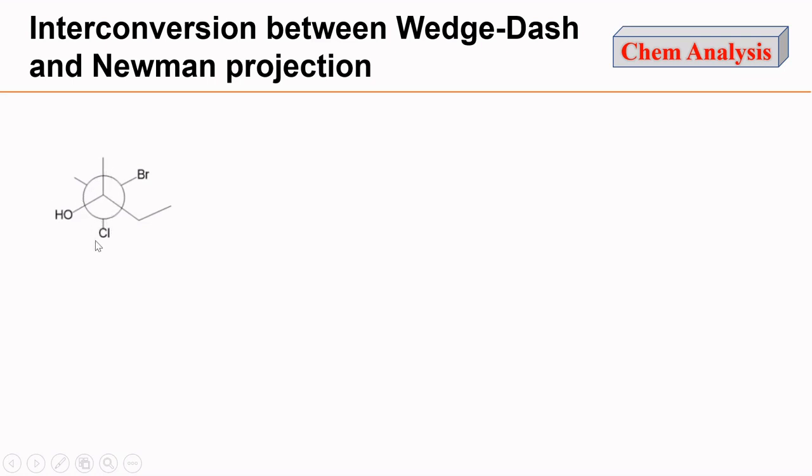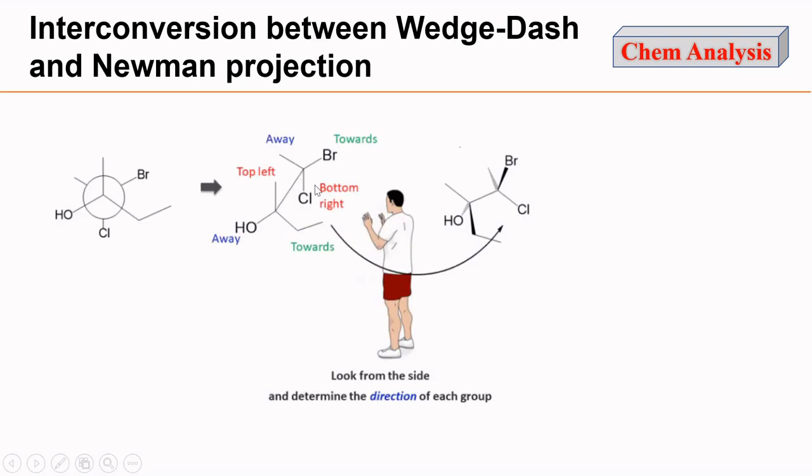On the back carbon, the chlorine atom will be below the plane, the bromine atom on the right side, and the methyl group on the left side. So this will be the structure, and if we see this molecule from this right side, you will see the ethyl group and the bromine atom towards you, that is above the plane. You will see this methyl group on the left side and on top of the carbon-carbon bond, and the chlorine atom on the right side and bottom, and the OH group and methyl group you will see away from you, that is in the rear position, below the plane.